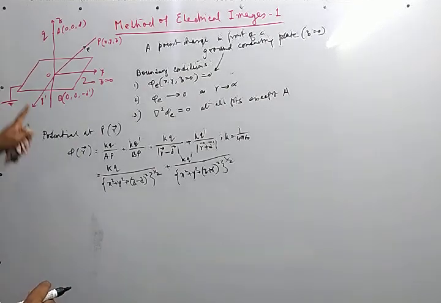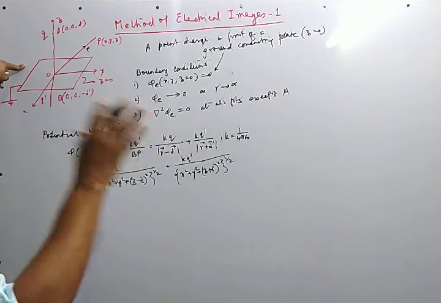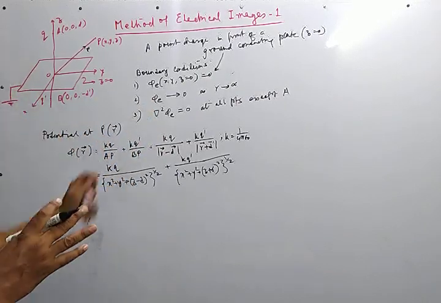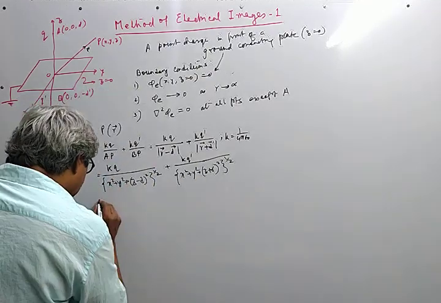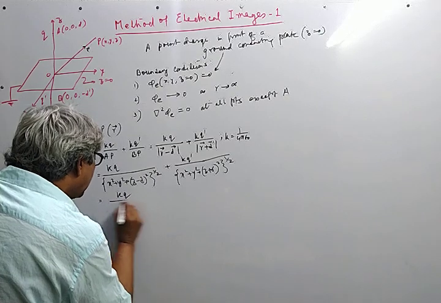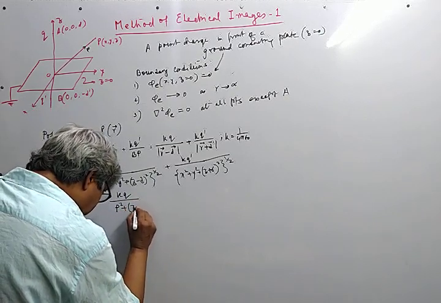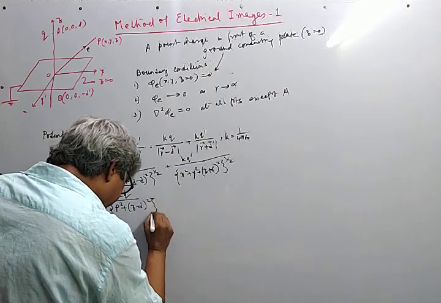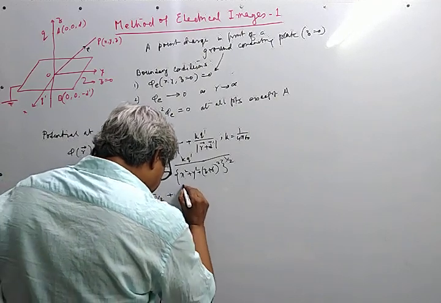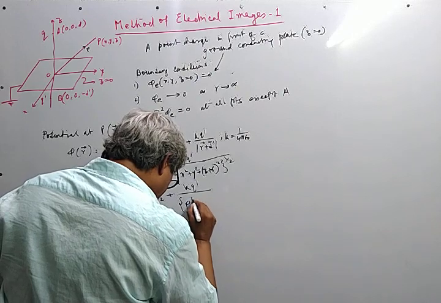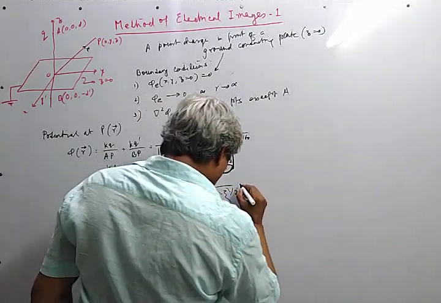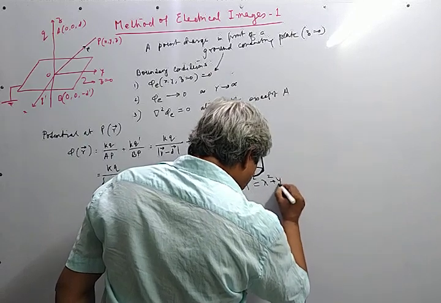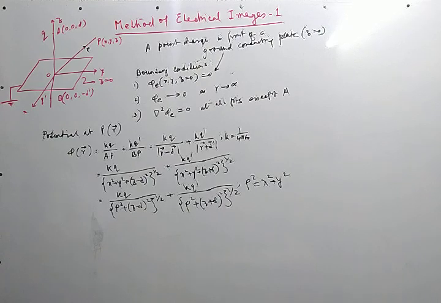Since the conducting plate is of infinite extent in the xy direction, the potential will be symmetric about x and y, so it is useful to replace this by a single variable. This is kq over rho square plus z minus d square to the power half, where we introduced rho square is equal to x square plus y square. This is the potential at any point P with z greater than 0.